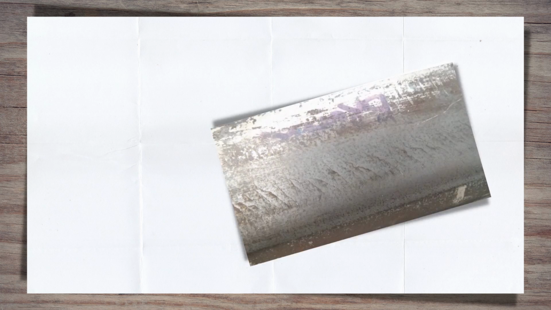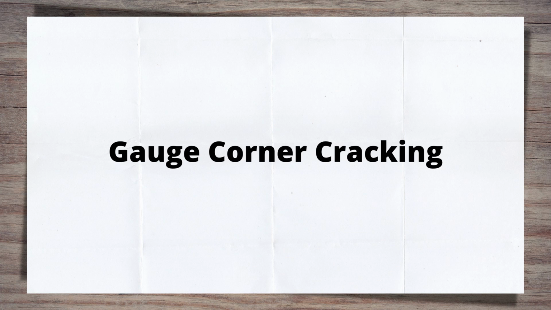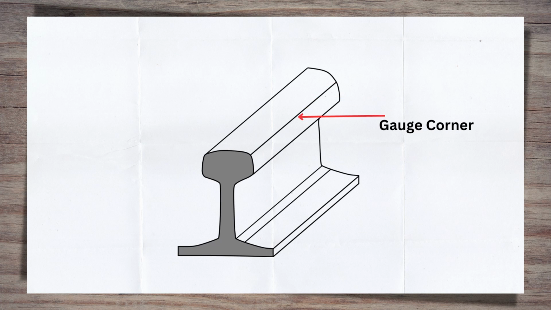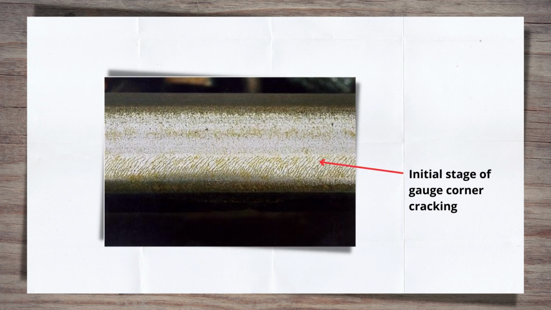The rate at which this happens is dependent on a large number of factors that we'll cover later. These factors also determine what happens to the crack next and the defect that results. So what are these types of defects? Gauge corner cracking. As the name suggests, this defect appears on the inner corner of the rail where the wheels run, the gauge face. The cracks spread or propagate across the head and can be tightly packed together.